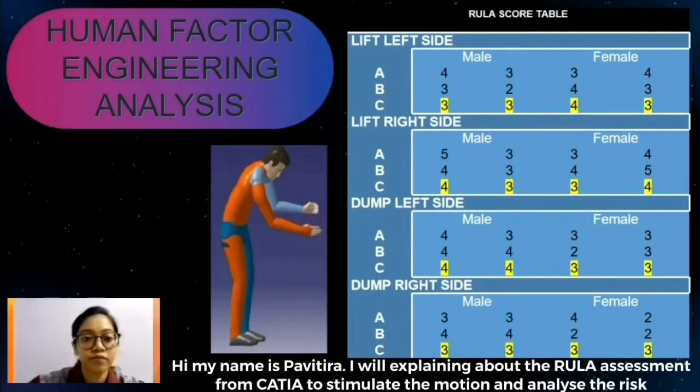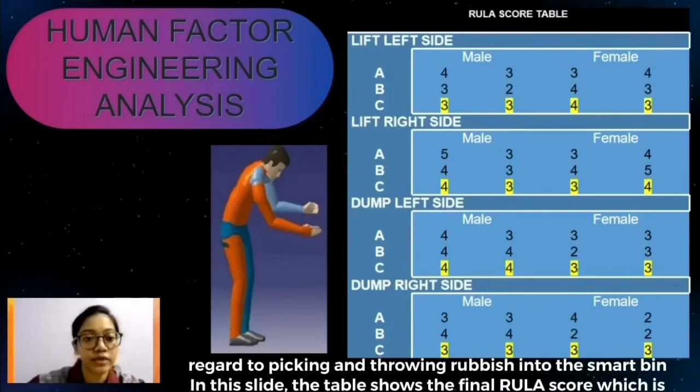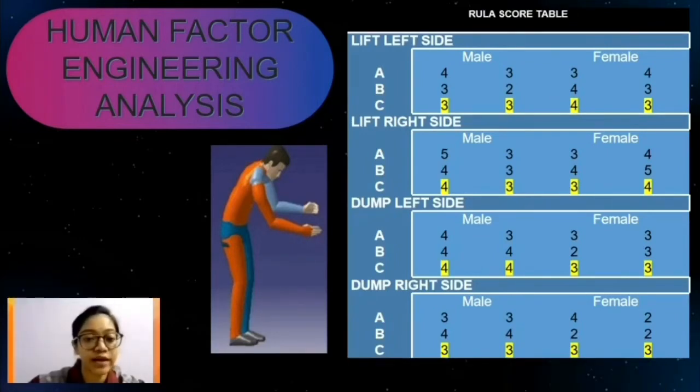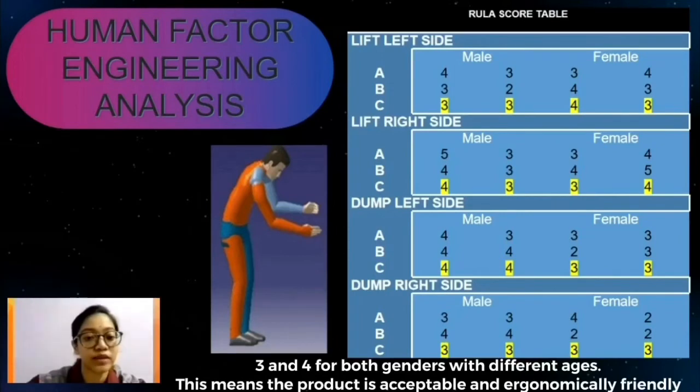I will be explaining the RULA assessment, used to simulate the motion and analyze the risk with regard to picking and throwing rubbish into the smart bin. In this slide, the table shows the final RULA score, which is 3 and 4 for both genders with different ages. This means the product is acceptable and ergonomically friendly.